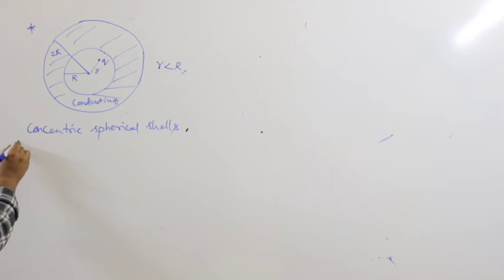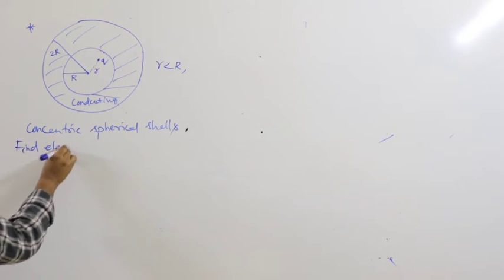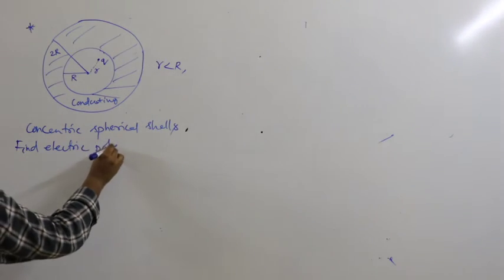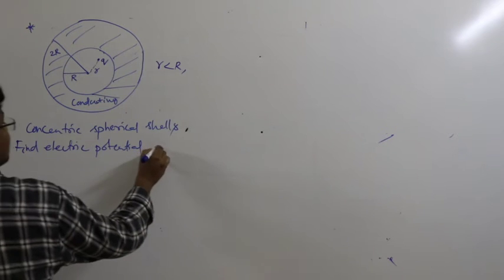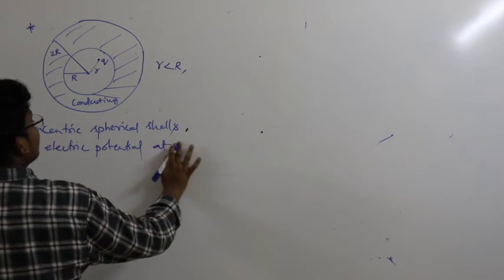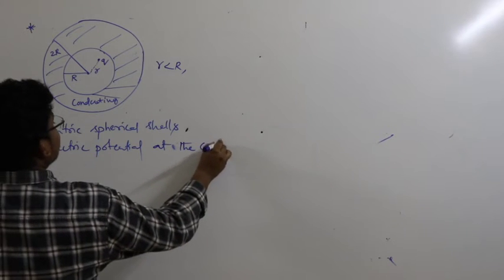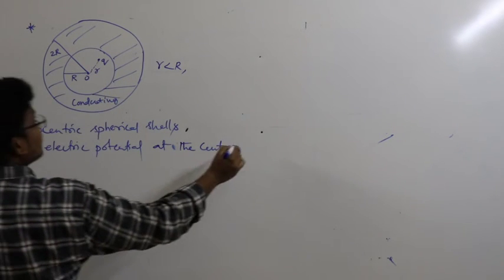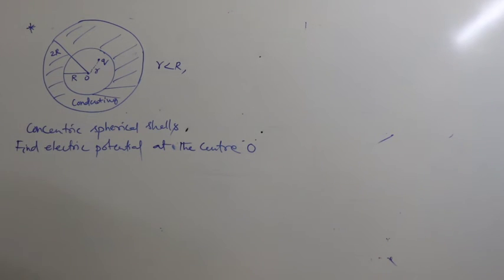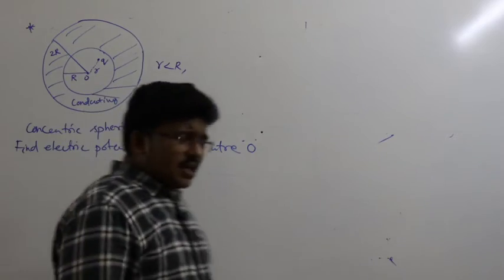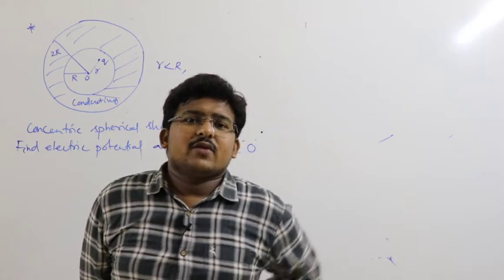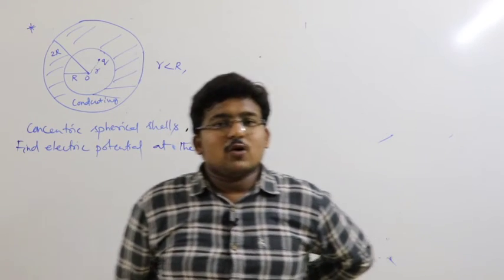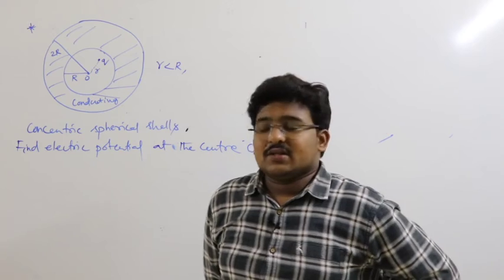Now the question is, find the electric potential at the center of the shell, at the center O. So they are just asking you what the potential is. Generally, if only one charge is there, what is the potential formula? V is equal to kq upon r, 1 by 4 pi epsilon naught times charge by the distance.